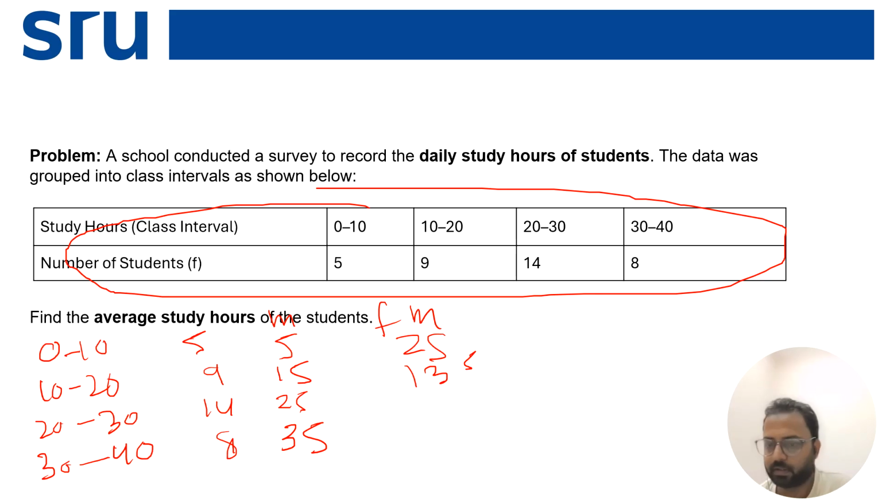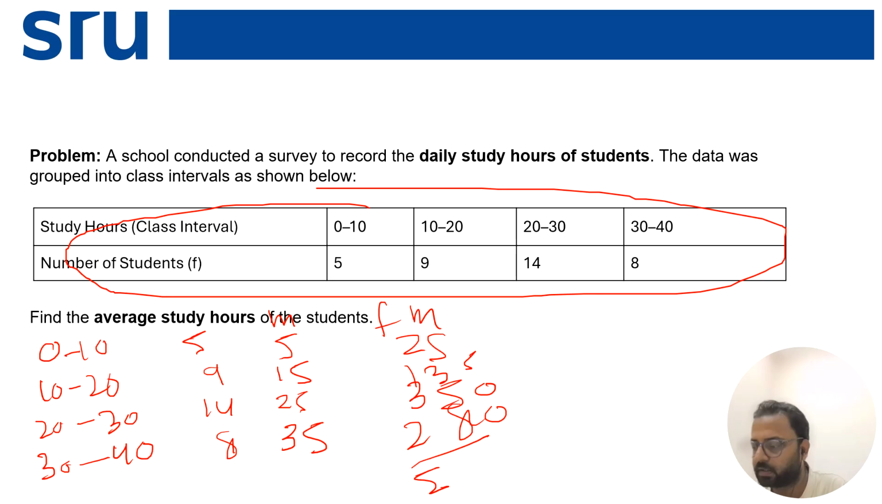Then 14 into 25 is 350, and 8 into 35 is 280, and then we take the sum. Let us take the sum: 25 plus 135 plus 350 plus 280. So the sum is 790.